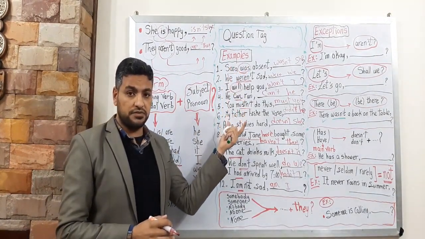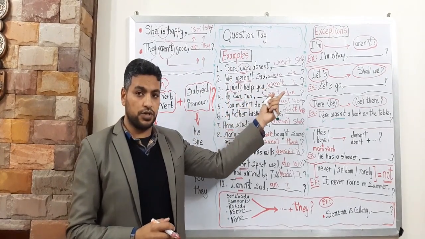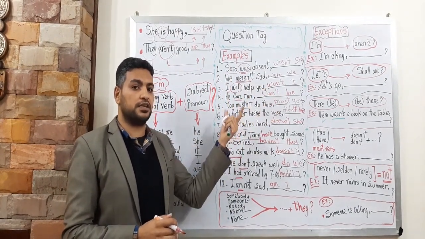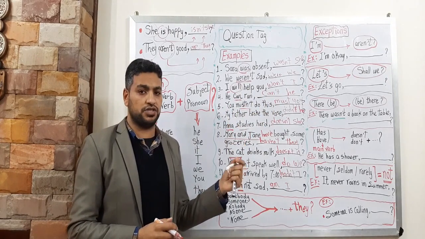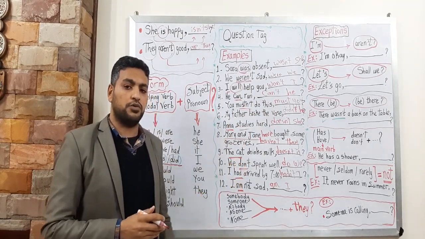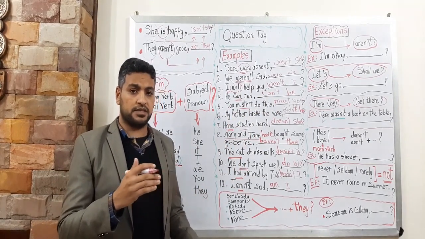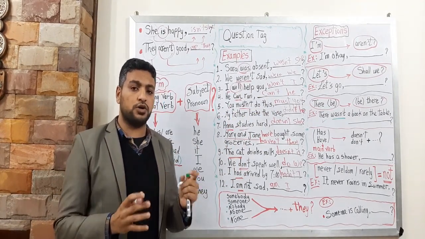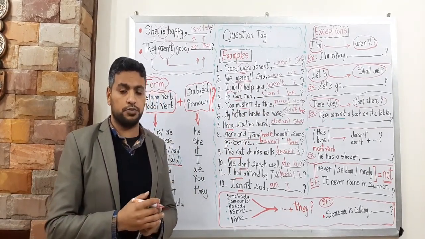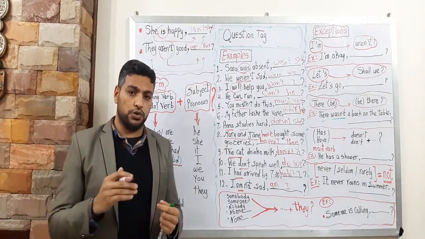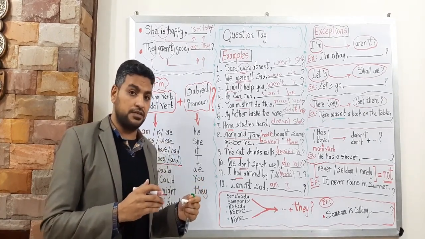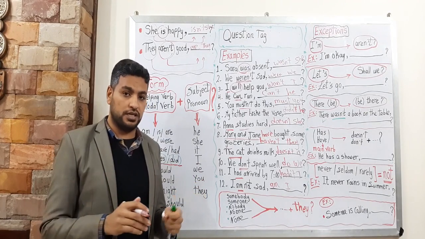If it's positive, it will be negative in the question tag, and the opposite. If it's negative, it will be positive in the question tag. And then we can add the subject pronoun. If it's a proper name, we can replace it with the subject pronoun. If it's Joan, it will be he. If it's Anna, it will be she.